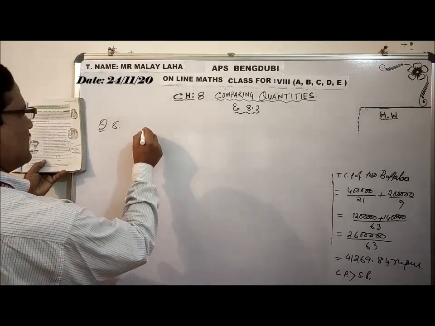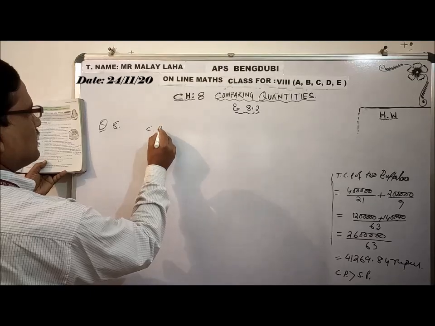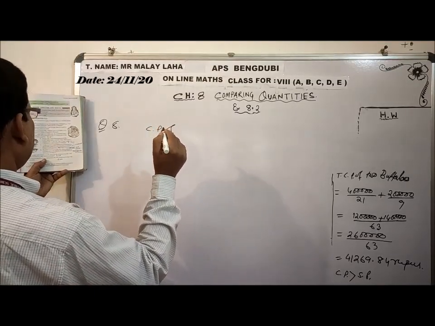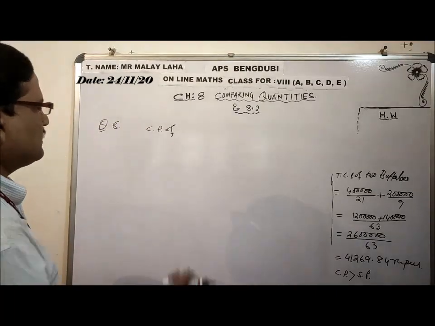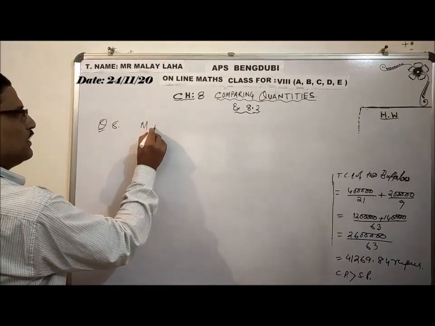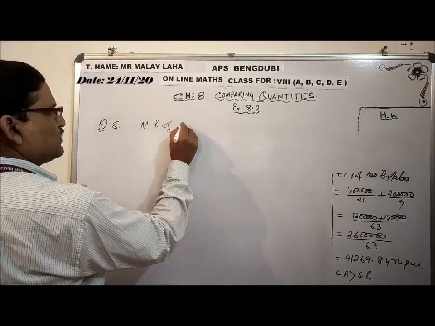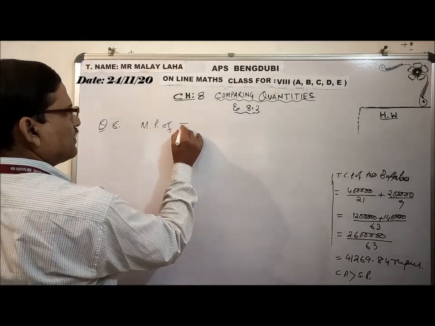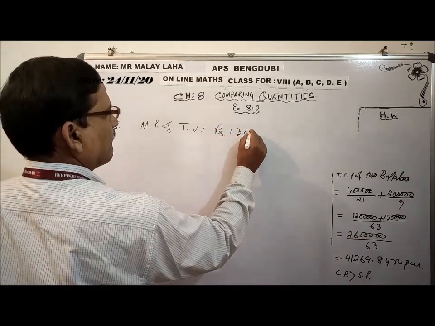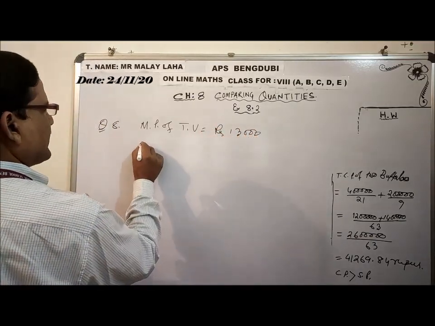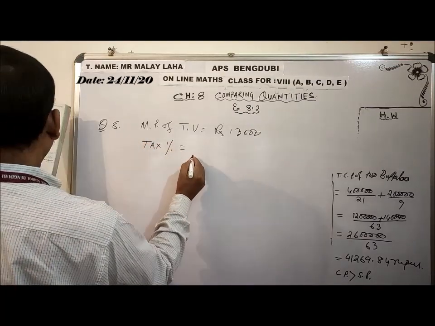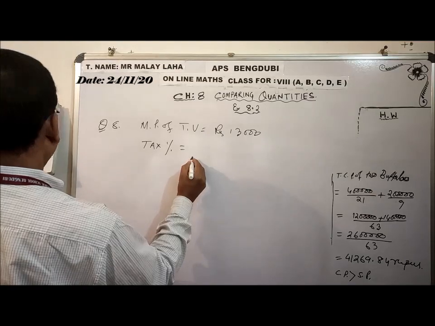So price, MP. Price means here not CP. Price is MP. MP of TV. So the TV is marked with rupees 13,000. Okay, and the tax percentage is equal to how much tax? 12%.